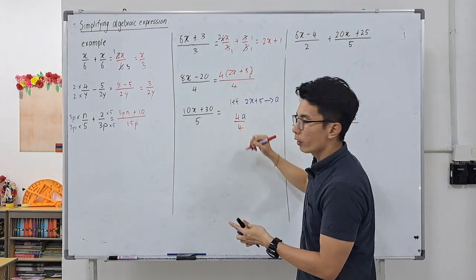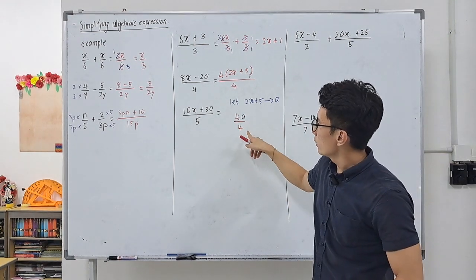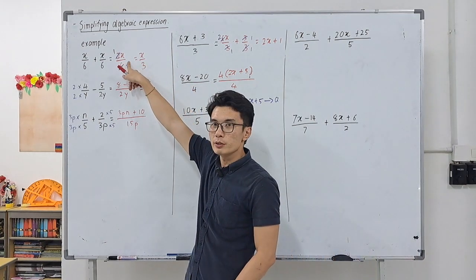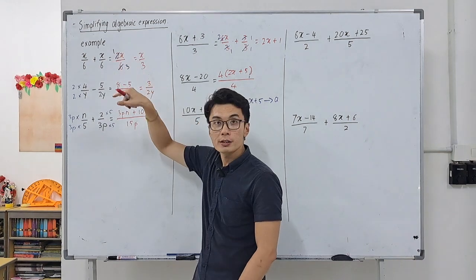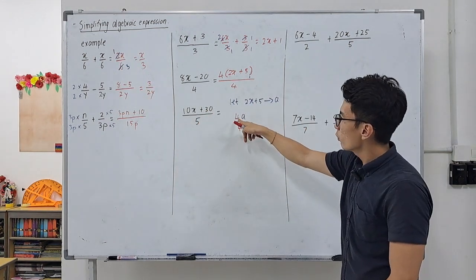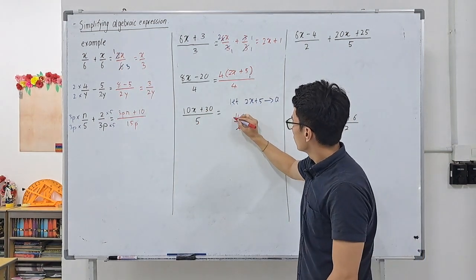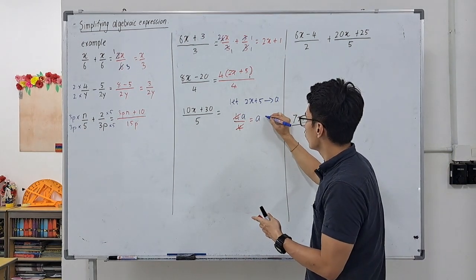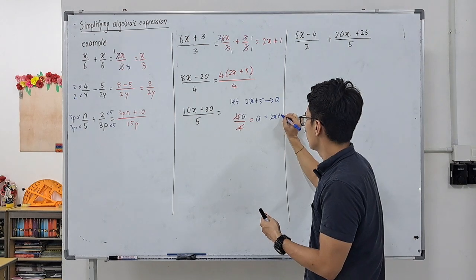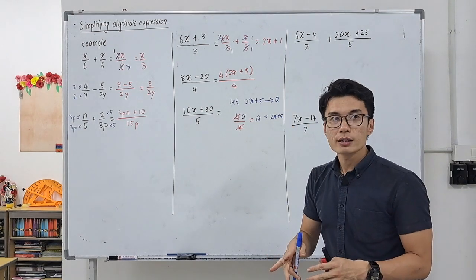over 4, right? Now, if you take a look at this, is this similar with this over here? So what did we do over here? We can just simplify the numbers, correct or not? So this one is the same thing. I can just simplify the number and my final answer is only a, which is 2x plus 5. Can you see that?